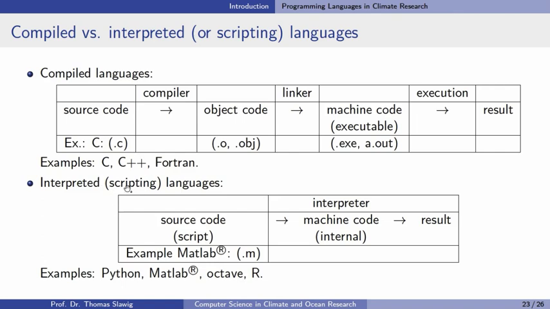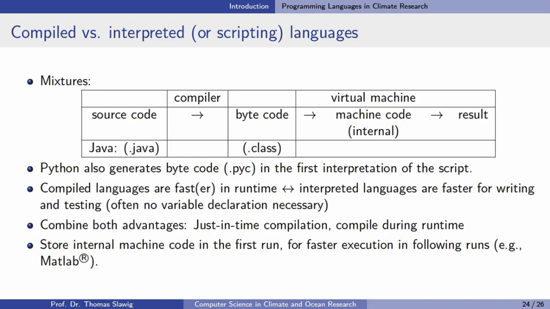On the other hand, there are the interpreted languages, for example, MATLAB or Octave or R, or also Python is something like this, where you write a source code or a script and then you just put it into an interpreter, and the interpreter internally generates a machine code and displays the result. And these are the two extreme points.